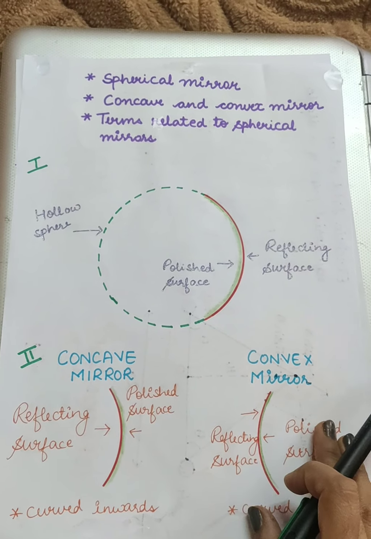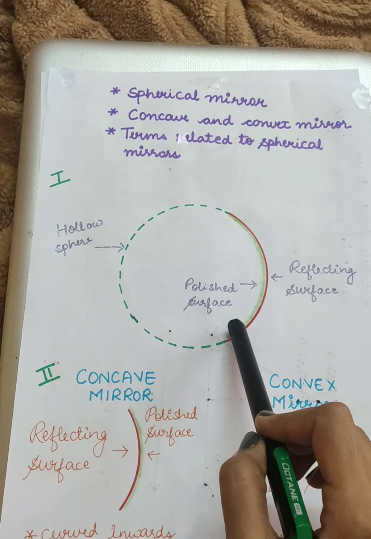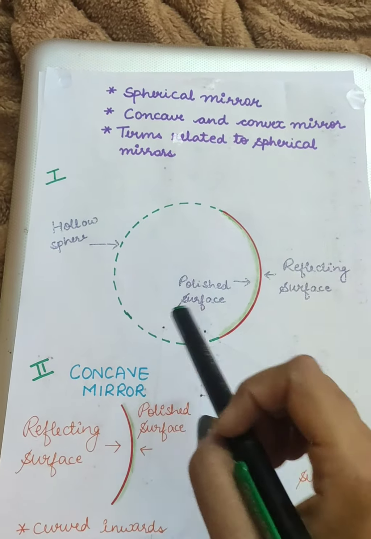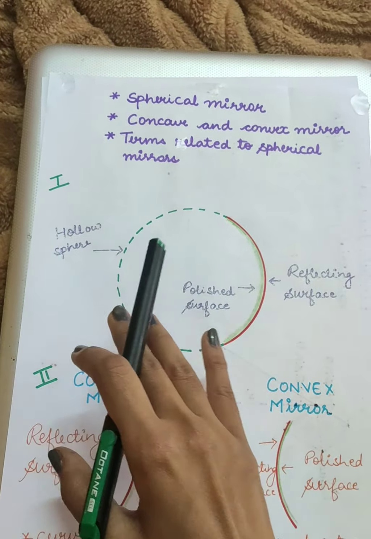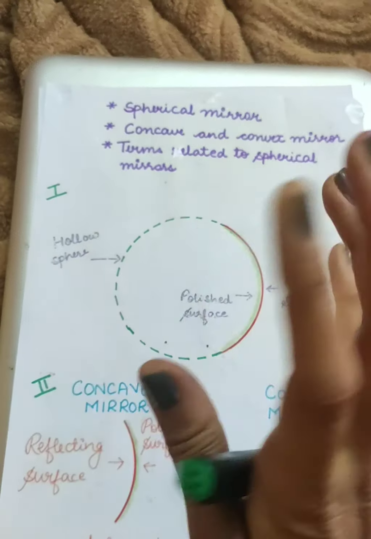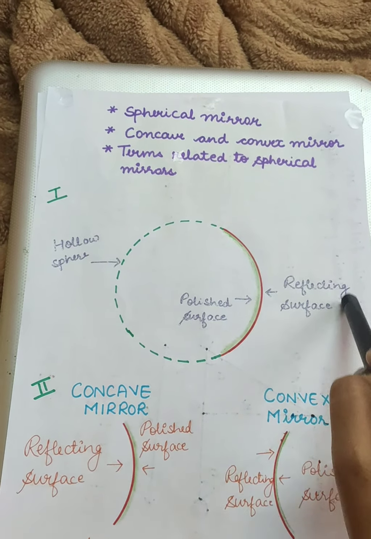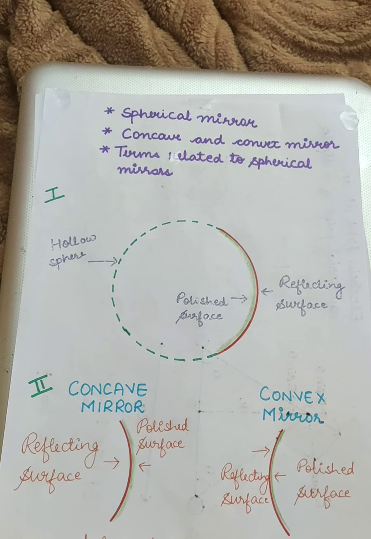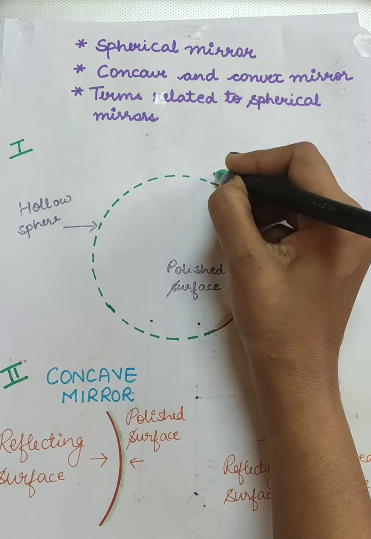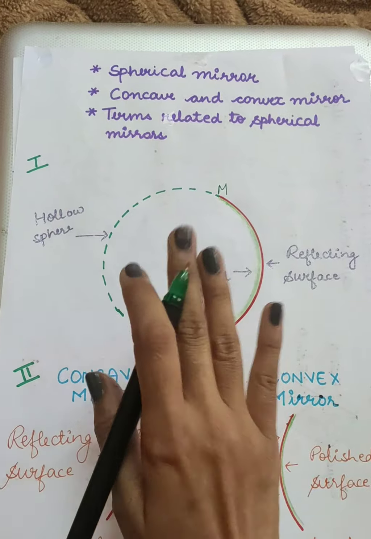Now dear students, a spherical mirror is one whose reflecting surface is a part of a hollow sphere of glass. Suppose this is a hollow sphere of glass. This is a 2D representation. It is a circle. A hollow sphere would be like a ball, a cricket ball. So if you have a hollow sphere of glass, then a curved surface which has a reflecting surface would be your spherical mirror. We generally represent spherical mirrors with M dash. So this is your spherical mirror.